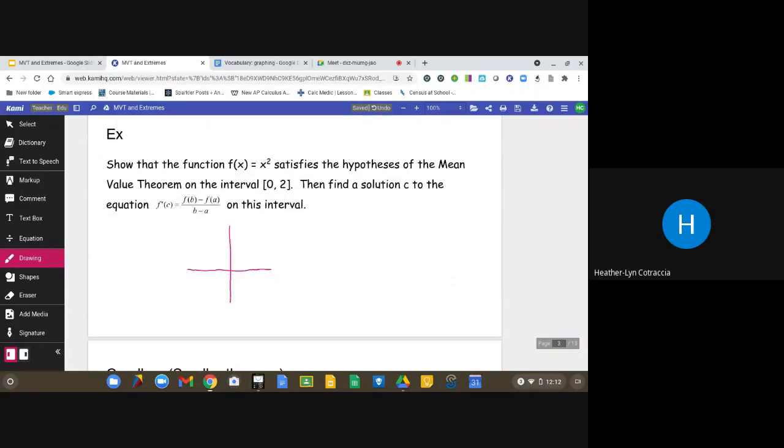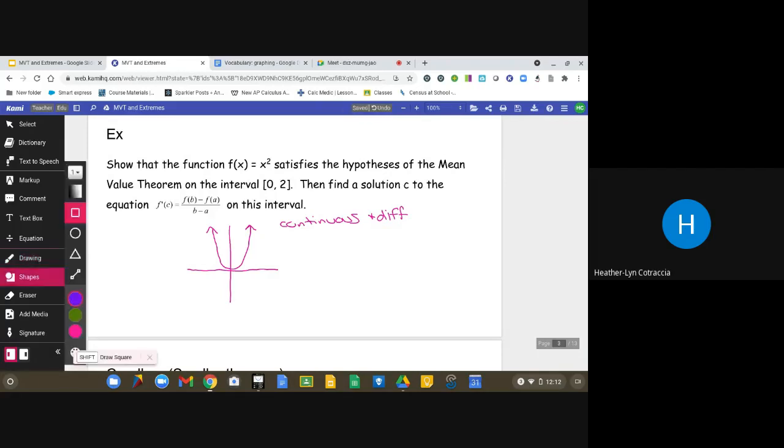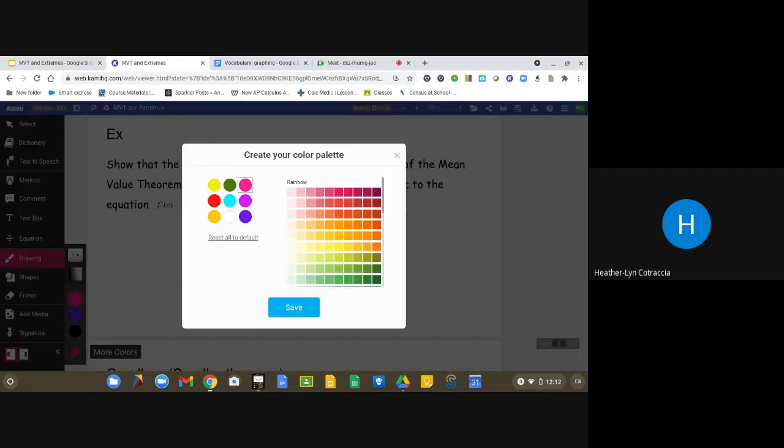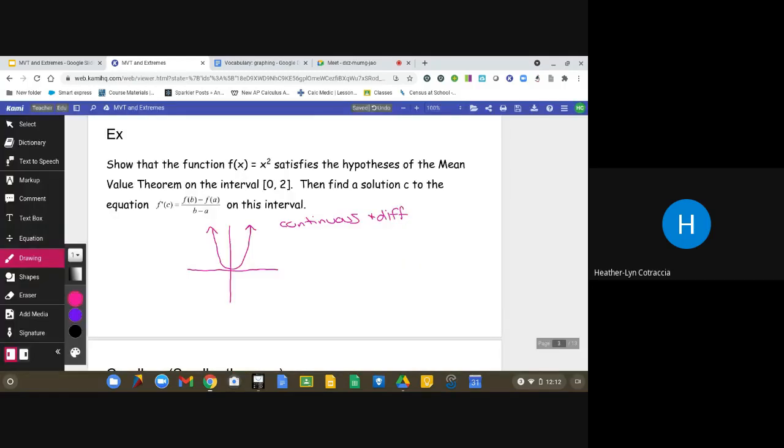Okay, so here's an example. It's a really simple one. We've got a y equals x squared graph. There it is, looks just like that. It does satisfy the hypothesis of the mean value theorem because it is continuous and it's differentiable. And we are only going to go between 0 and 2, something like that. Then find the solution to the equation.